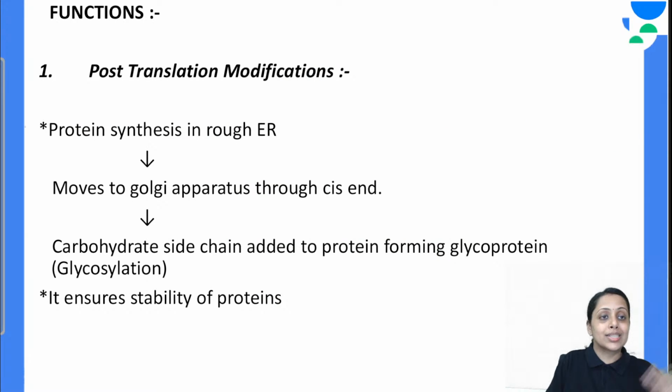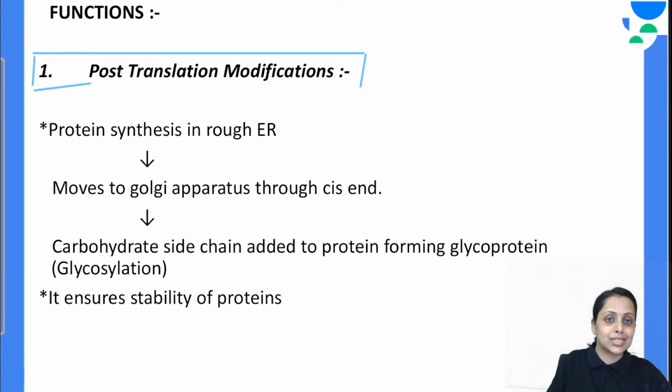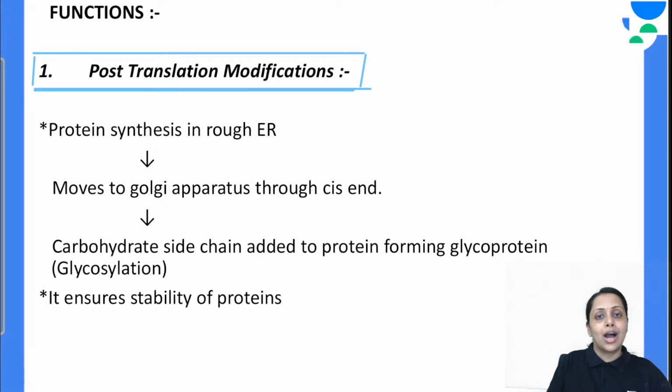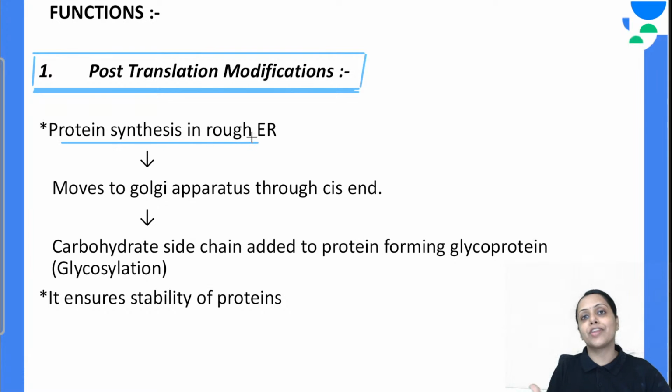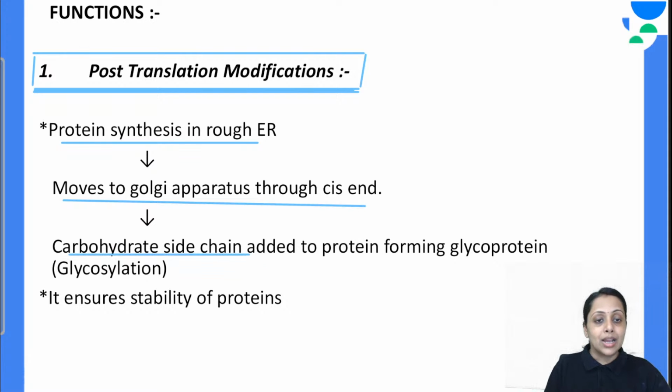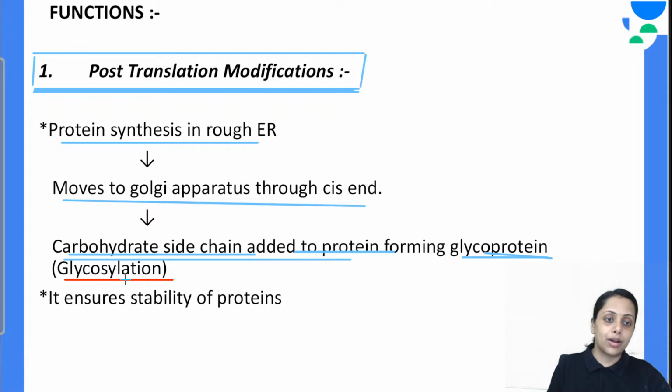Moving further, what is the function? First and important function of our Golgi apparatus is post-translation modification. What happened? After translation of protein, the modification of protein occurs in our Golgi apparatus. Protein synthesis occurs in our rough endoplasmic reticulum. They move to the Golgi apparatus through cis phase, and a carbohydrate side chain is added to the protein to form glycoprotein. The glycosylation of protein is done by this Golgi apparatus proper, and it ensures the stability of protein.